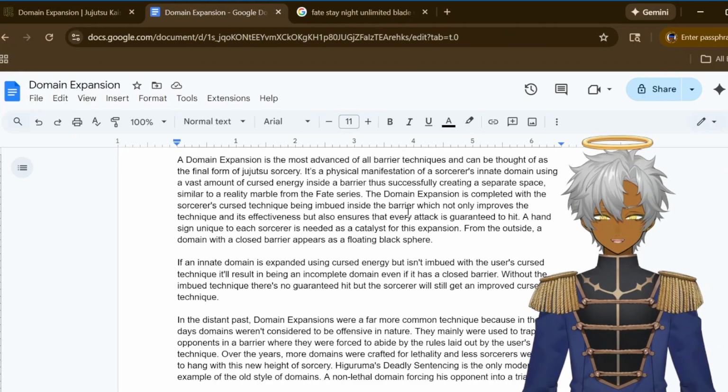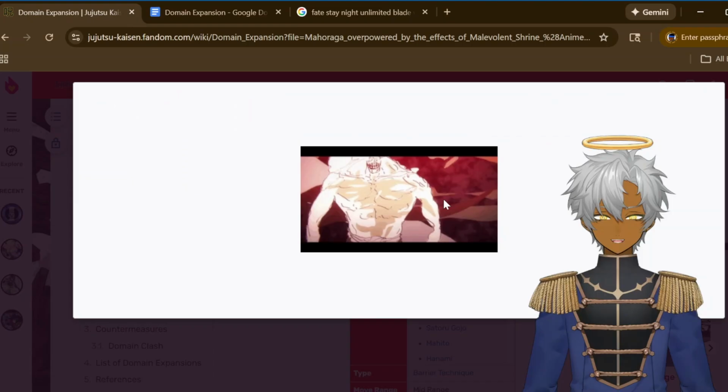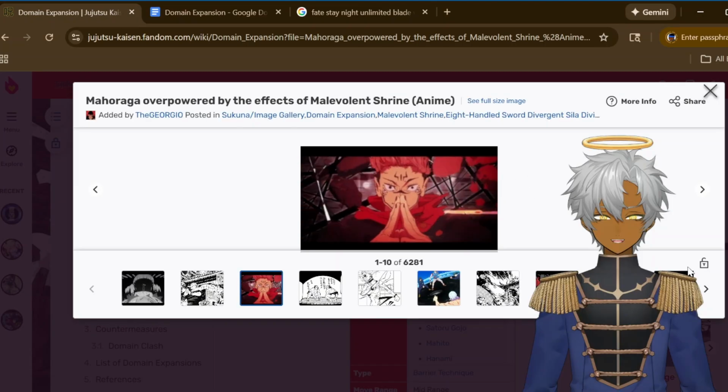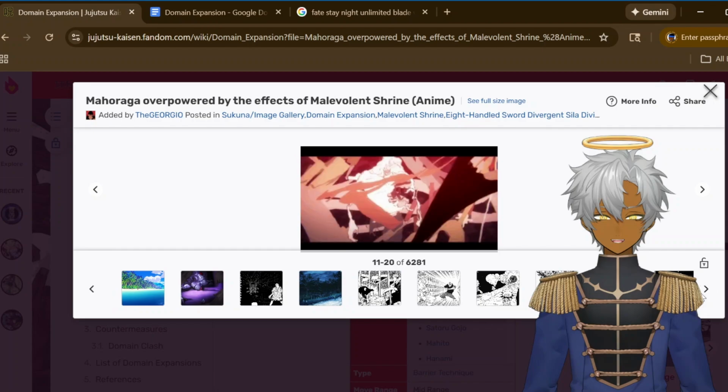All right, moving on forward. It says a hand sign unique to each sorcerer is needed as a catalyst for this expansion. From the outside, a domain with a closed barrier appears as a floating black sphere. There might be an image for that on here somewhere, and we will find it. But essentially, let's go over it a little bit.